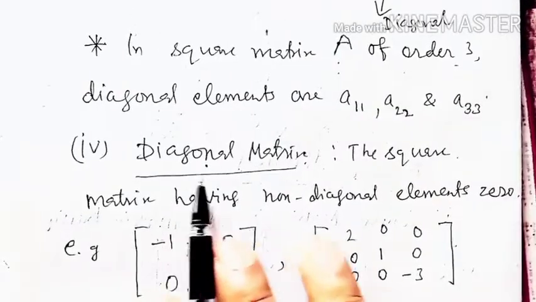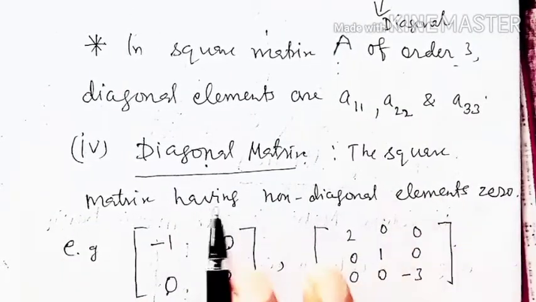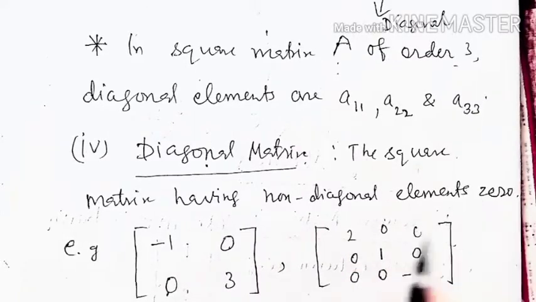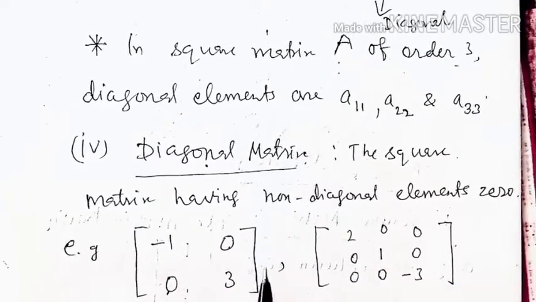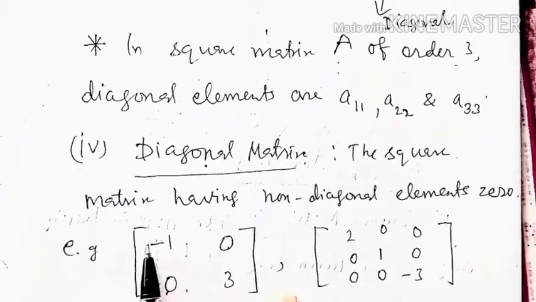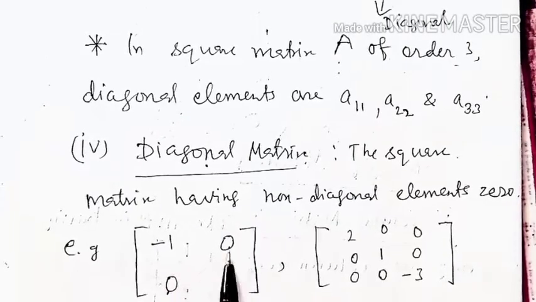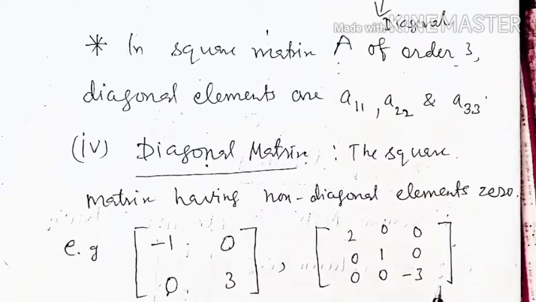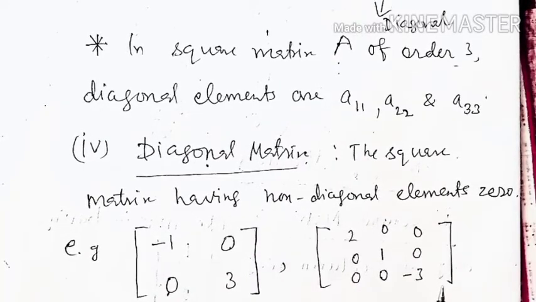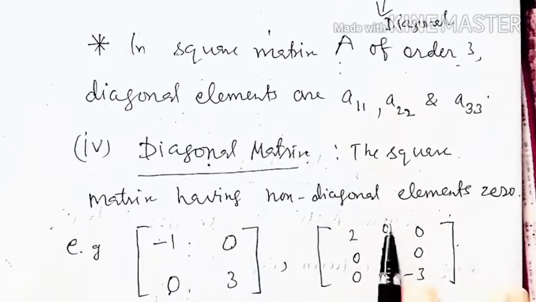This is a diagonal matrix, a square matrix having non-diagonal elements 0. You can see that this is a square matrix of order 2, and here the non-diagonal elements are 0 and 0. This is a diagonal matrix. Here we can also see this is a square matrix of order 3 and the non-diagonal elements are 0.